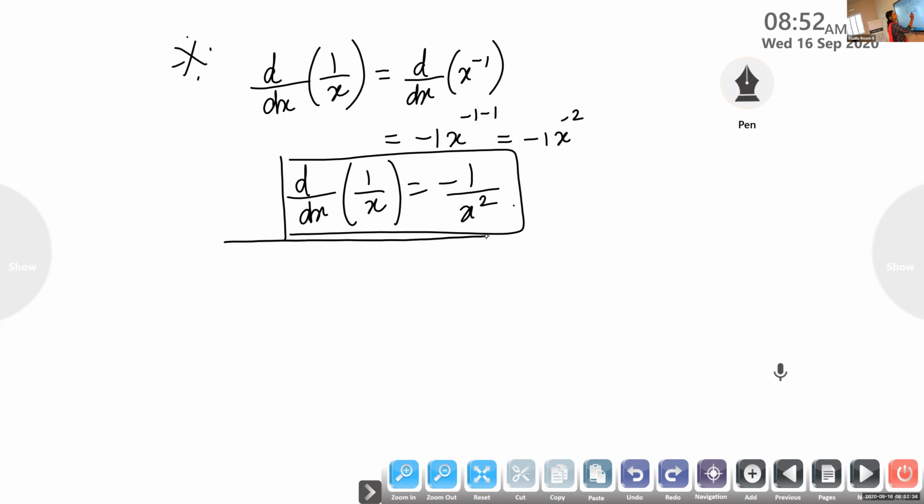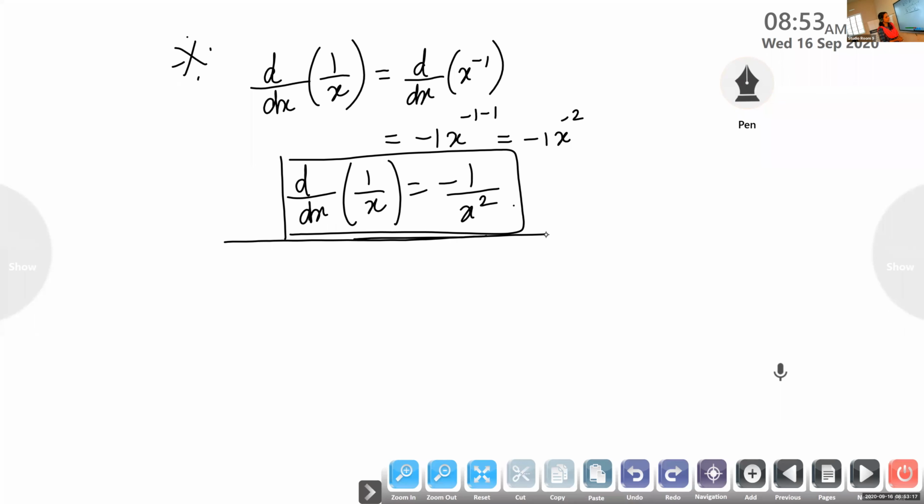Now the same question, we are going to do it using first principle. Write the question. Find the derivative of 1 by x using first principle. Here, by applying the formula, we have minus 1 by x square. By using first principle, we are going to do it.